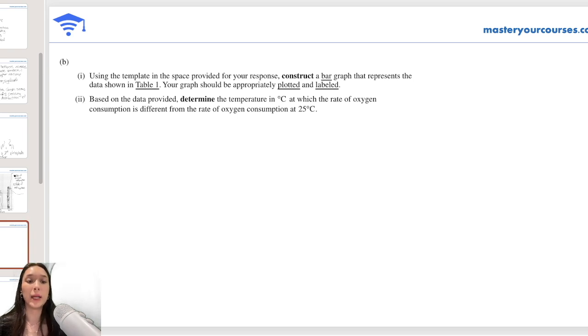Number two says, based on the data provided, determine the temperature in Celsius at which the rate of oxygen consumption is different from the rate of oxygen consumption at 25 degrees Celsius. Okay, so they're just asking you to determine, so they don't need an explanation. They're really just looking for a value.